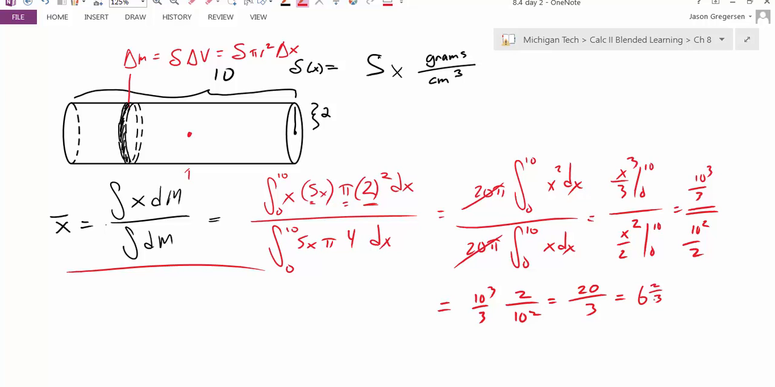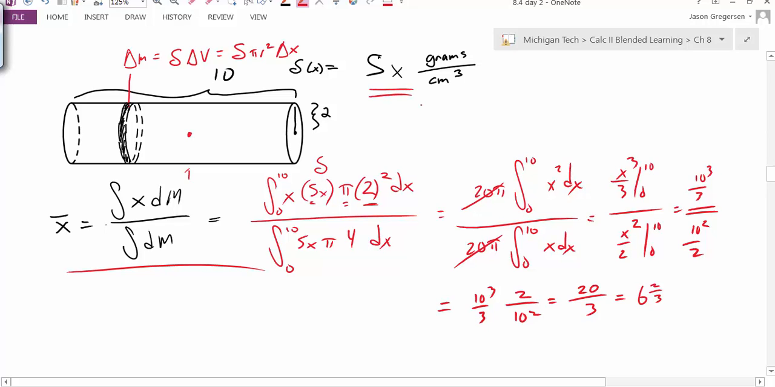Questions about this problem? Yep. This 5 right here? Which 5? This 5? This is my density piece right here, 5x. Sorry, my 5 looks like S's, right? Sorry about that. 5 and 5 here.